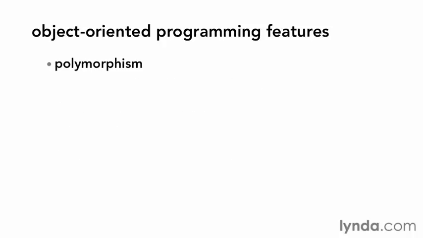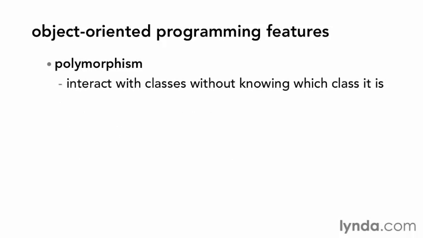And polymorphism, which is the ability to interact with classes without having to know what class they are. By implementing this technique, the compartmentalized components can be maintained and expanded without affecting the overall architecture, which in turn reduces overhead.